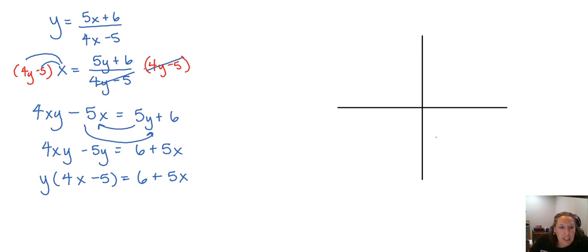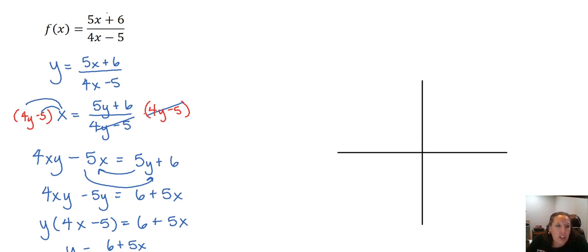And then our last step to get that y by itself is to divide by the parentheses there, 4x minus 5. That is our inverse function. If we look at the graph of our original function, (5x plus 6) over (4x minus 5), that's going to have a vertical asymptote where that denominator is equal to 0. So 4x minus 5 is equal to 0, or x is equal to 5 over 4. So we're going to get a vertical asymptote at x equals 5 over 4.